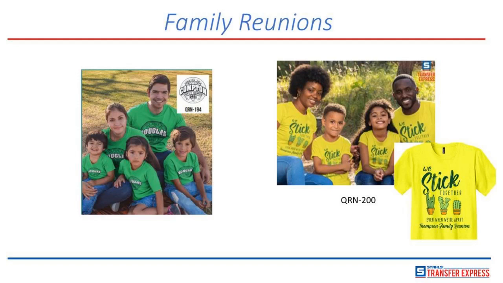Personally, I like the one on the right here, the "we stick together" with the cactuses. Get it? So we stick together. That's pretty clever. So family reunion season, definitely in June, so you want to be planning for it in May.